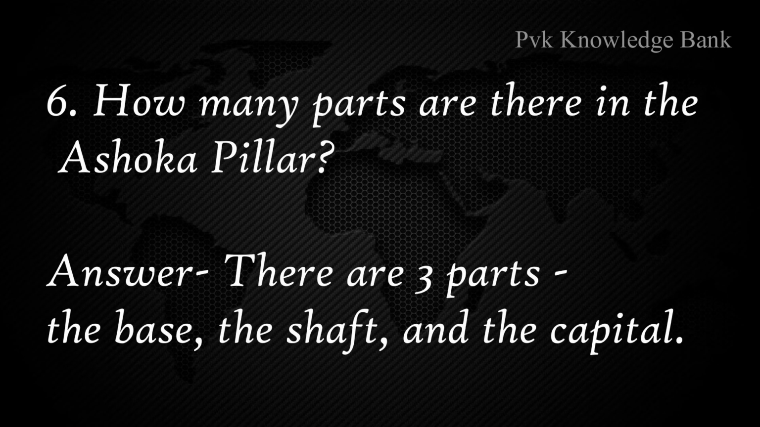Question number 6. How many parts are there in the Ashoka Pillar? Answer. There are 3 parts: the base, the shaft, and the capital.